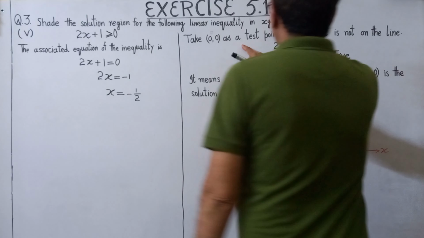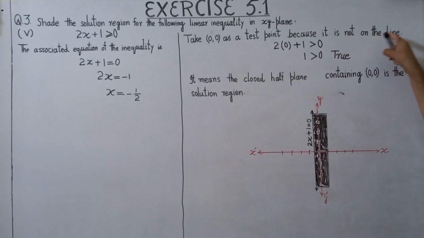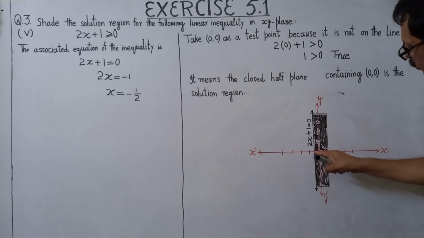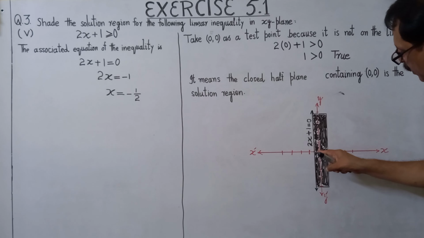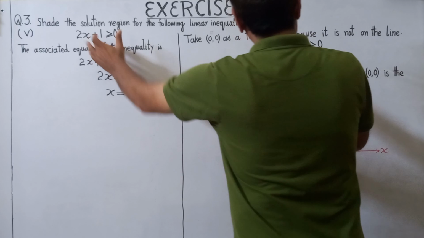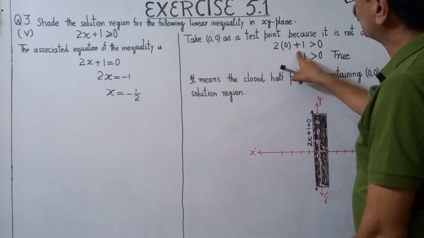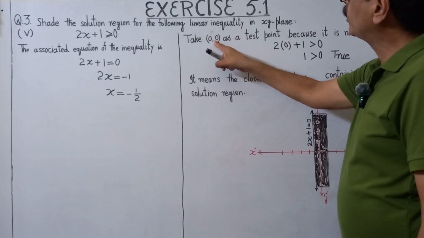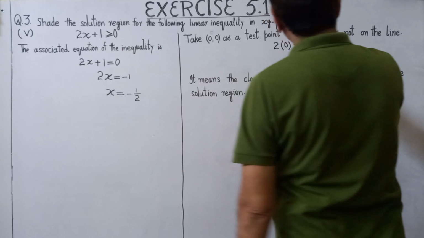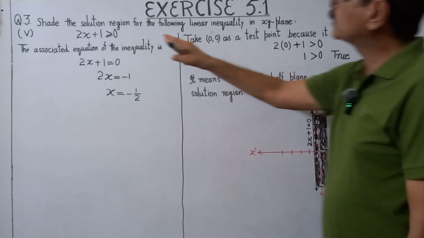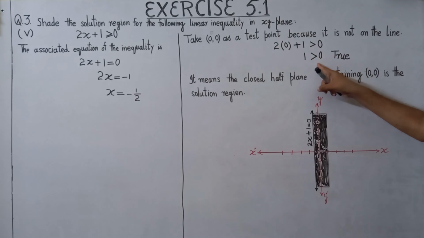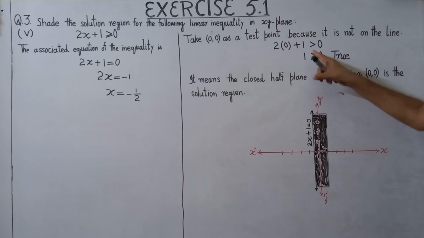Take 0, 0 as a test point because it is not on the line. This is the line 2x plus 1 is equal to 0 and 0, 0 is not on this line. 0, 0 lies here. So 2 into 0, plus there is no y so we do not need to put the 0, plus 1 is greater than 0. Here it is greater than or equal to, but it is only greater than because this number is greater than this and not equal to this.